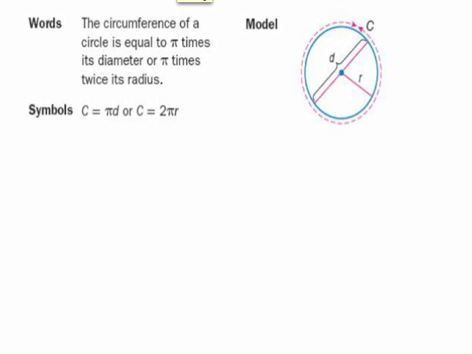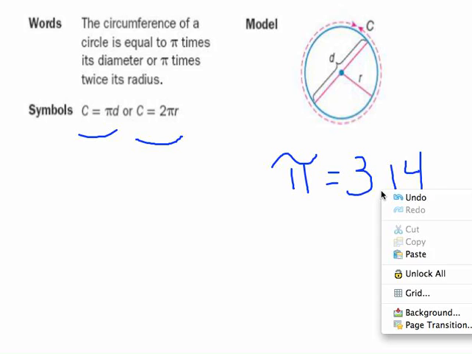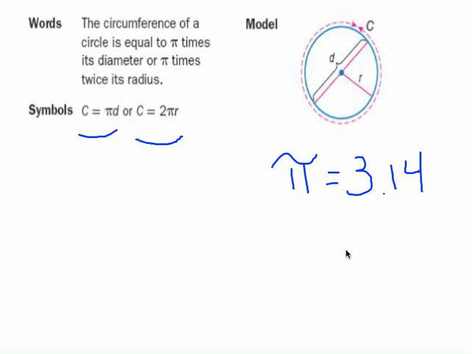Well, what is circumference? Again, circumference is the distance around a circle, as you can see there. The circumference of a circle is equal to pi times its diameter, or pi times twice its radius. So we have these two formulas that we can use interchangeably. Circumference equals pi times diameter, or circumference equals 2 times pi times r. We know that pi is equal to approximately 3.14. We know it's an irrational number, meaning the decimal actually goes on forever without a repeating pattern. But we usually round it to 3.14 for ease of calculation.